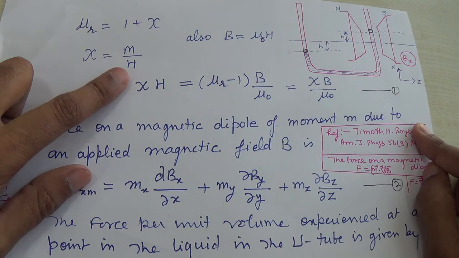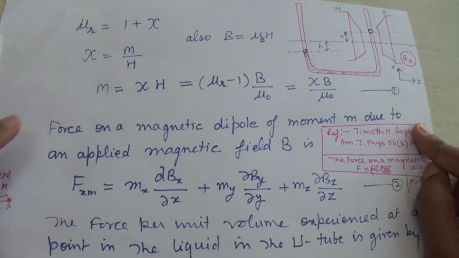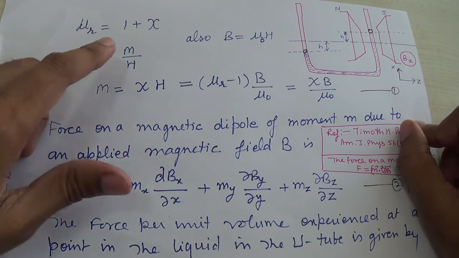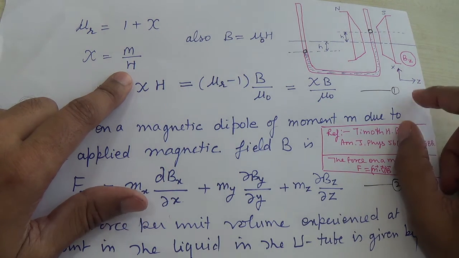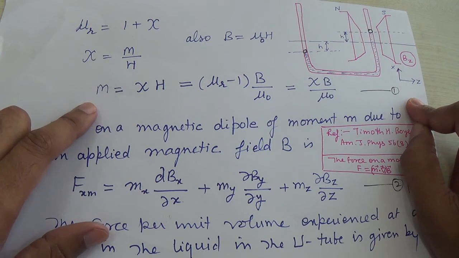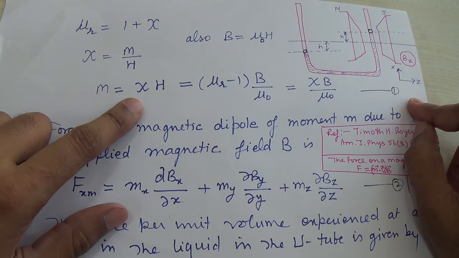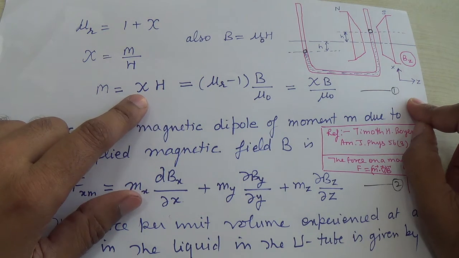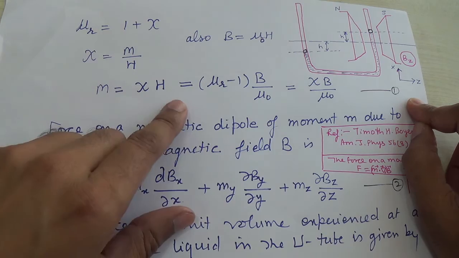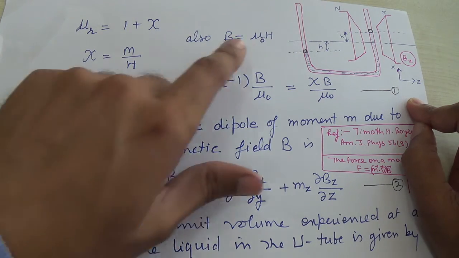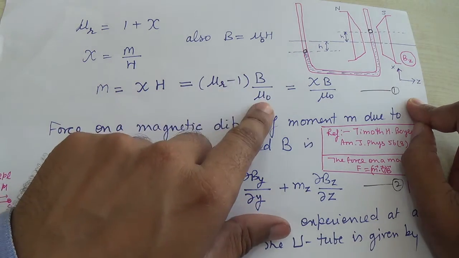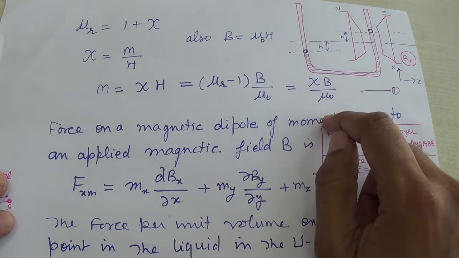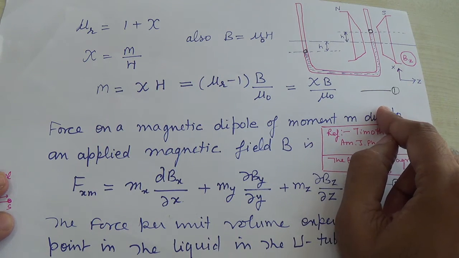Here chi is equal to M upon H, that is the ratio of two intensities. Intensity M is known as the intensity of magnetization of the substance, and capital H is the intensity of the external magnetic field. So one can write that M is equal to chi into H. If I put the value of chi as mu r minus 1 and H from this relation, then M becomes mu r minus 1 times B upon mu naught, and ultimately chi B upon mu naught. So this is equation number 1.